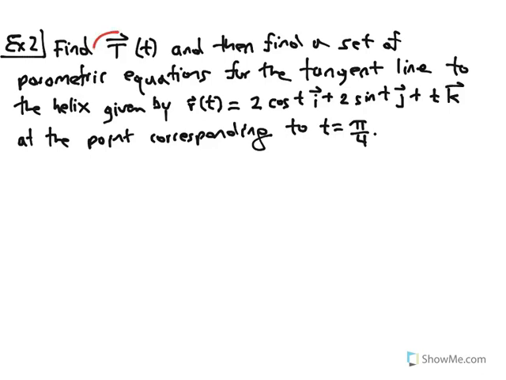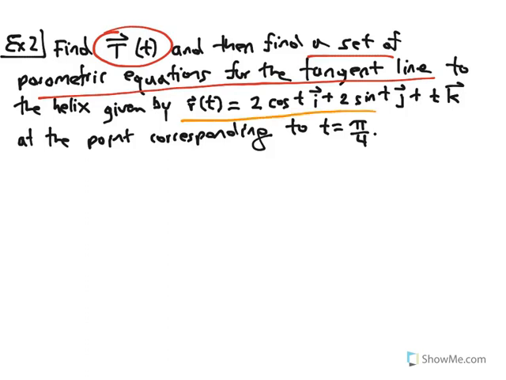Example 2. Find the unit tangent vector function and then find a set of parametric equations for the tangent line to the helix given by r of t is equal to 2 cosine t i plus 2 sine t j plus t k at the point corresponding to t is equal to pi over 4. You'll notice that our vector-valued function is in 3 dimensions. So let's look at the graph of this vector-valued function, the 2-dimensional representation of this 3-dimensional curve.